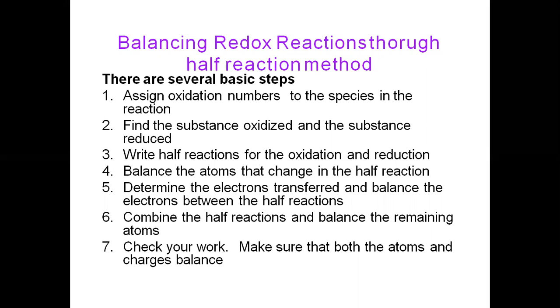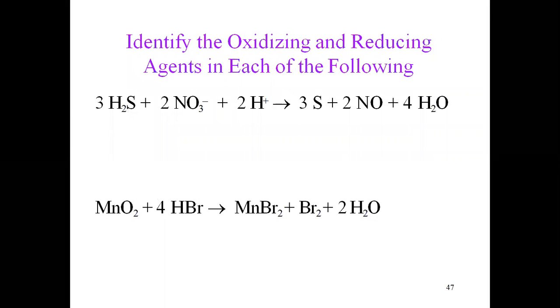Write the half reactions for oxidation and reduction. Balance the atoms that change in the half reaction. Determine the electrons transferred and balance the electrons between the half reactions. Combine the half reactions and balance the remaining atoms. Check your work and make sure that the atoms and charges balance. Charges must be balanced. For example, I have to see these reactions: H2S plus NO3- plus H+ gives S, NO and 4H2O. MnO2 plus 4HBr gives MnBr2, Br2 and 2H2O.